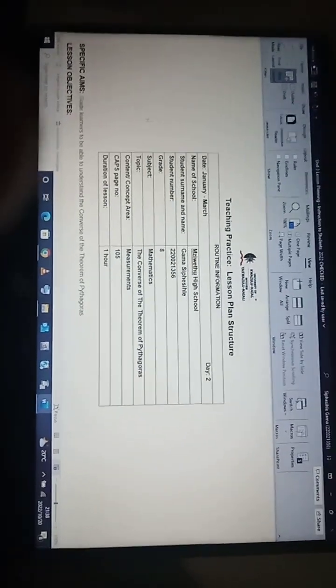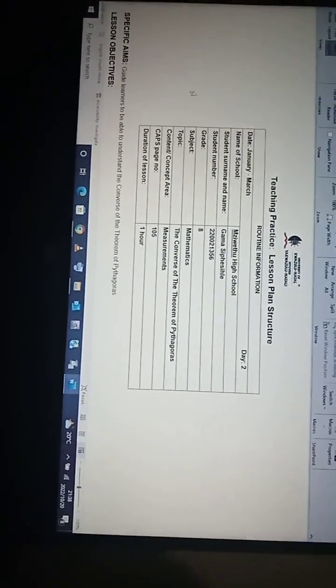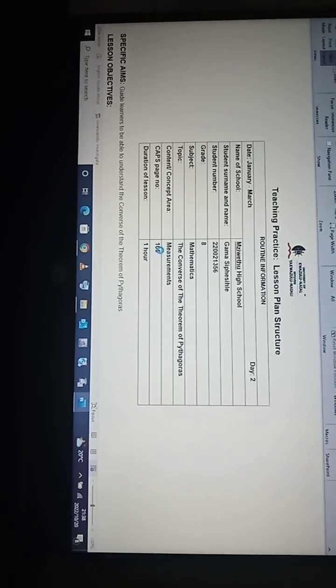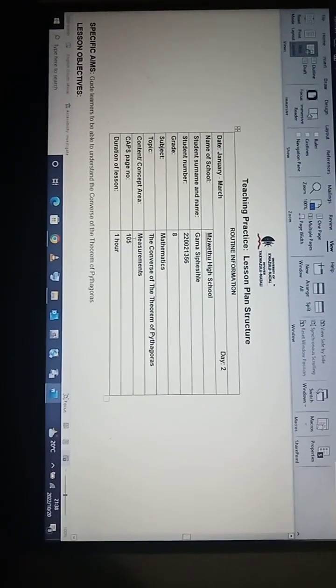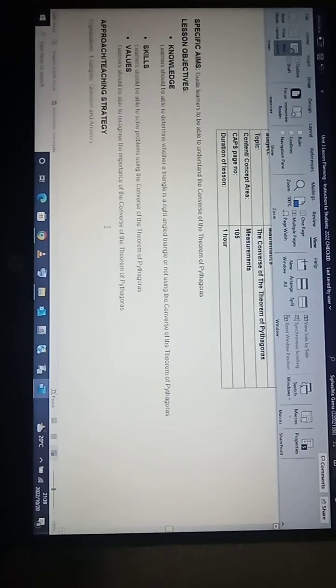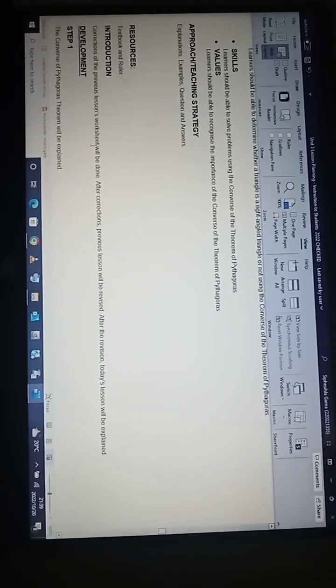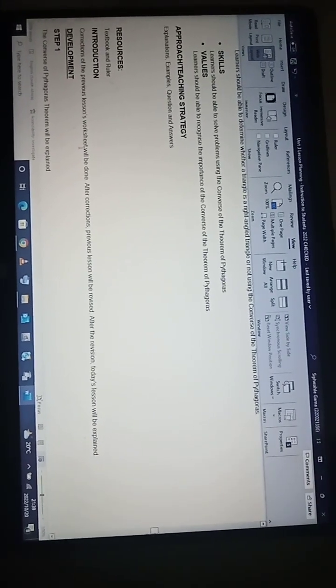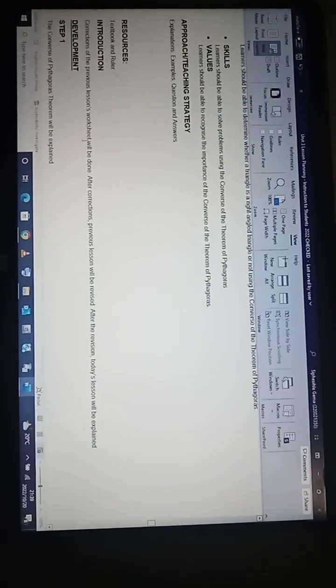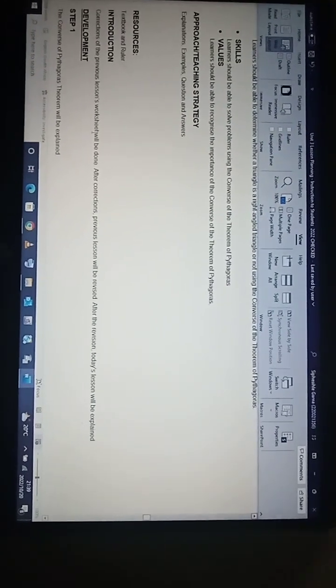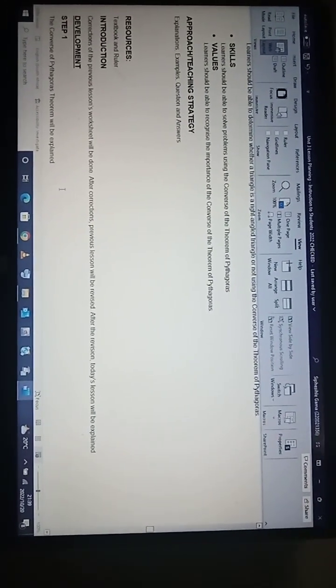So today we're going to go through our lesson, and I'm going to go through it quickly. Our topic today is the converse of the theorem of Pythagoras, under measurement, and in the CAPS document it's page 109. Firstly, we have just done the corrections of the worksheet that I gave to students in the previous lesson, and we'll be revising.